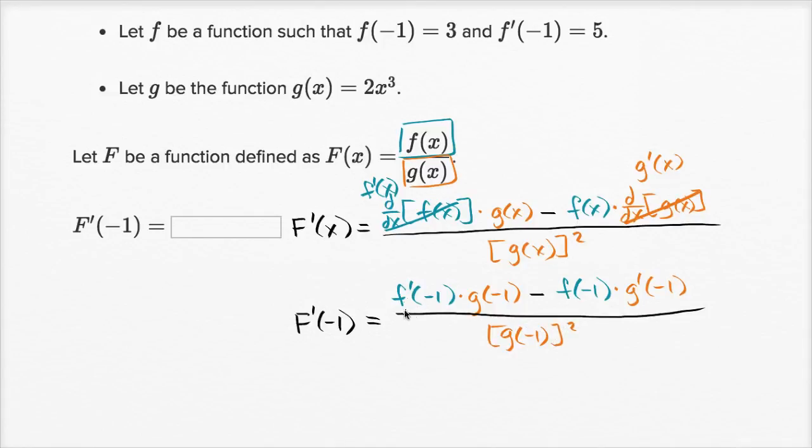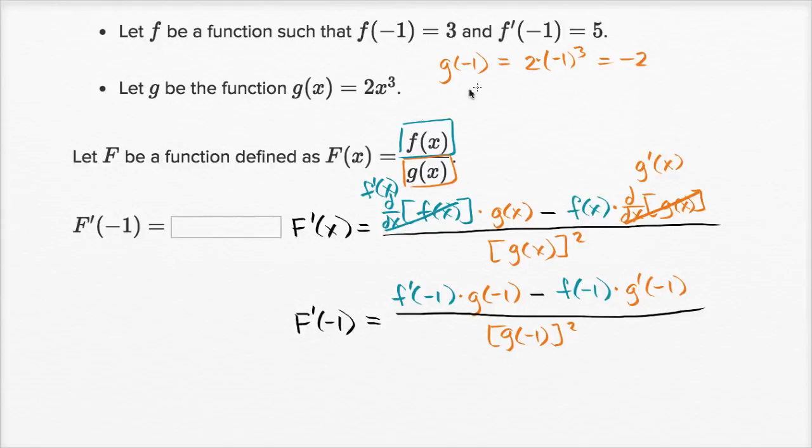Now, can we figure out what f prime of negative 1, f of negative 1, g of negative 1, and g prime of negative 1 are? Well, some of them they tell us outright. They tell us f and f prime at negative 1. And for g, we can actually solve for those. So let's first evaluate g of negative 1. g of negative 1 is going to be 2 times negative 1 to the third power. Well, negative 1 to the third power is just negative 1, times 2. So this is negative 2.